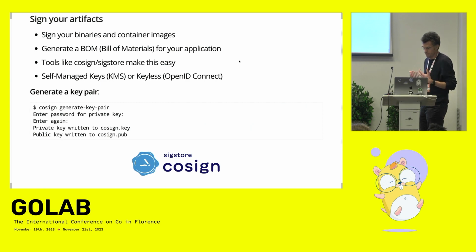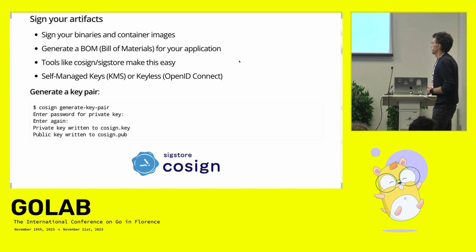Another important part of release security is the bill of materials. It's great if you can generate this bill of materials and bundle it together with your application, and then use a tool like cosign to sign everything together. This tool has different modes, so you can generate a key pair and put that in a KMS service, for instance, or you can use OpenID Connect and a keyless setup. It depends what works for you.